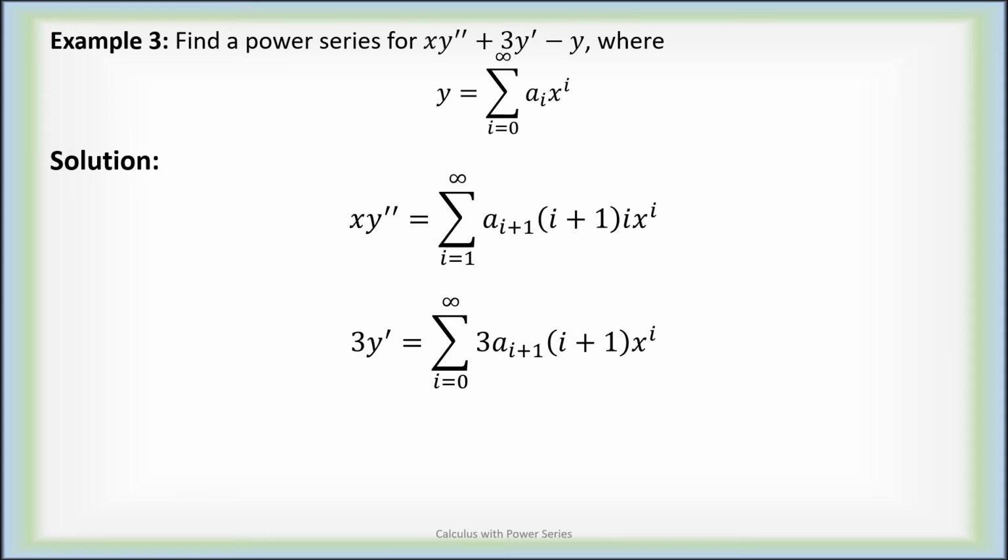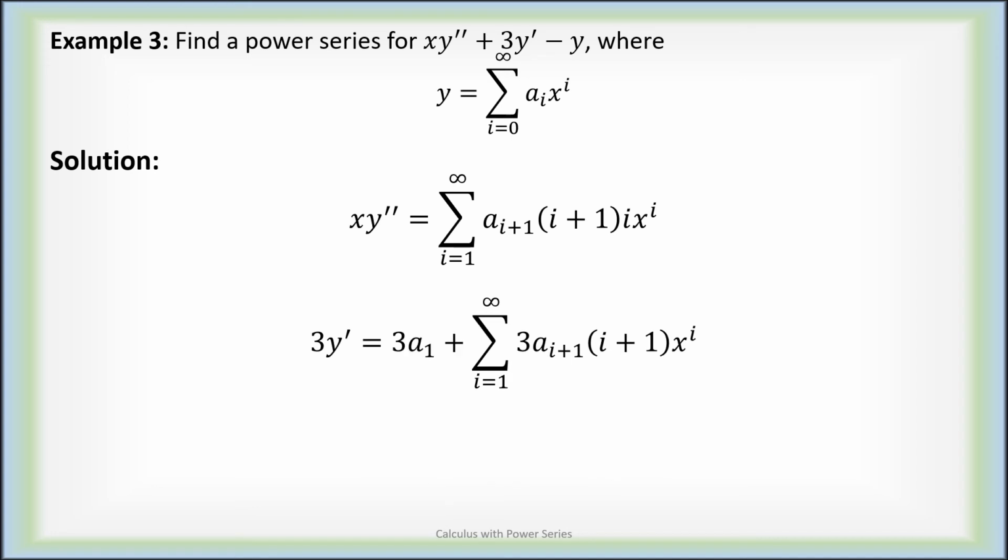So here are the power series that we've derived for xy double prime and 3y prime, where both of them have been re-indexed to have x to the i in it. Note, however, that this top series does not have a term for index 0, but this one does. So we pull out what would happen for index 0. We would get 3a1 times x to the 0, or just 3a1. And then otherwise, we're going to leave all the rest inside this sum, which now goes from index 1 to infinity.